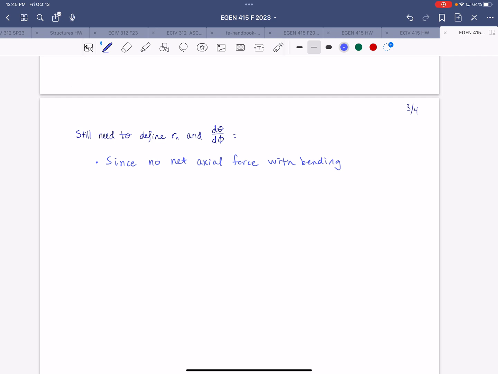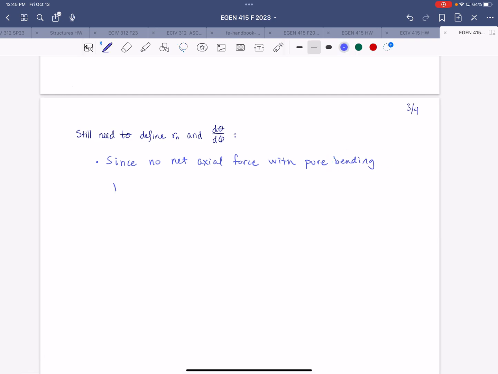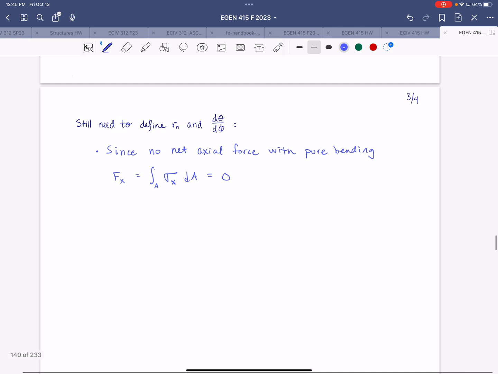And that's, of course, for the case of pure bending. So I'll add pure bending to that line. We have the force Fx equal to the integral over the area of normal stress in the x direction, and that's equal to 0, no net axial force. So we can say 0 is equal to the integral over the area, sigma x dA, which is equal to, making our substitutions, capital E times d theta over d phi. So those are non-variable terms that we can pull out in front of the integral.